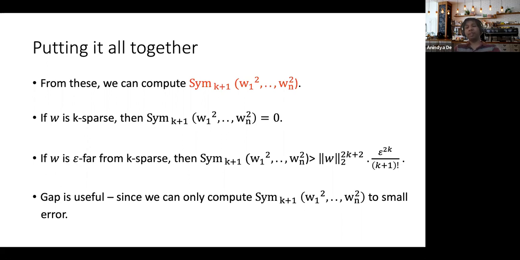And the gap that I have in this value of the k plus 1 elementary symmetric polynomial is useful, because at the end of the day, I will never be able to compute anything exactly. I'll have some errors, so it will help.